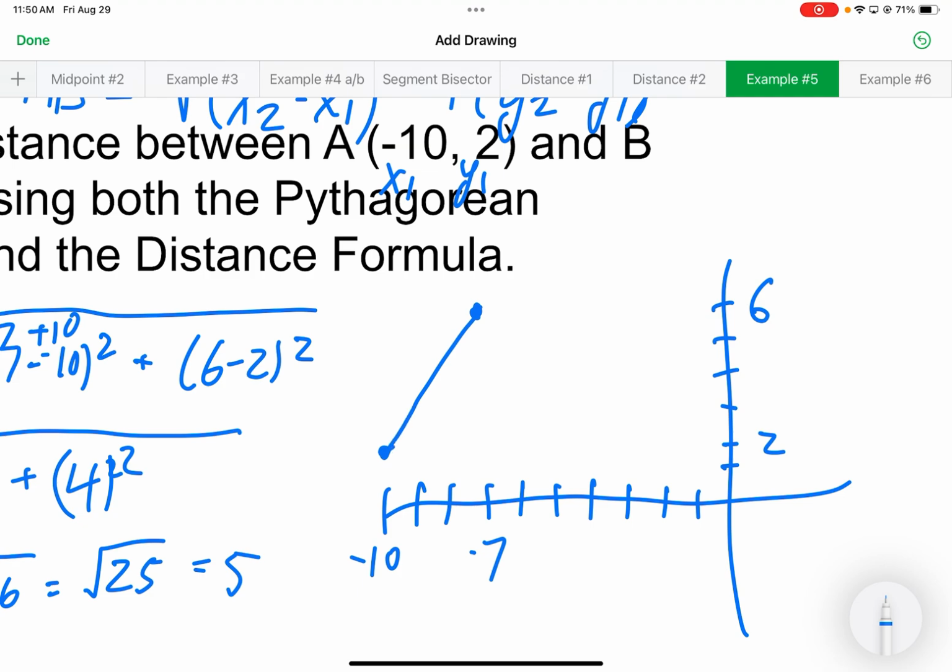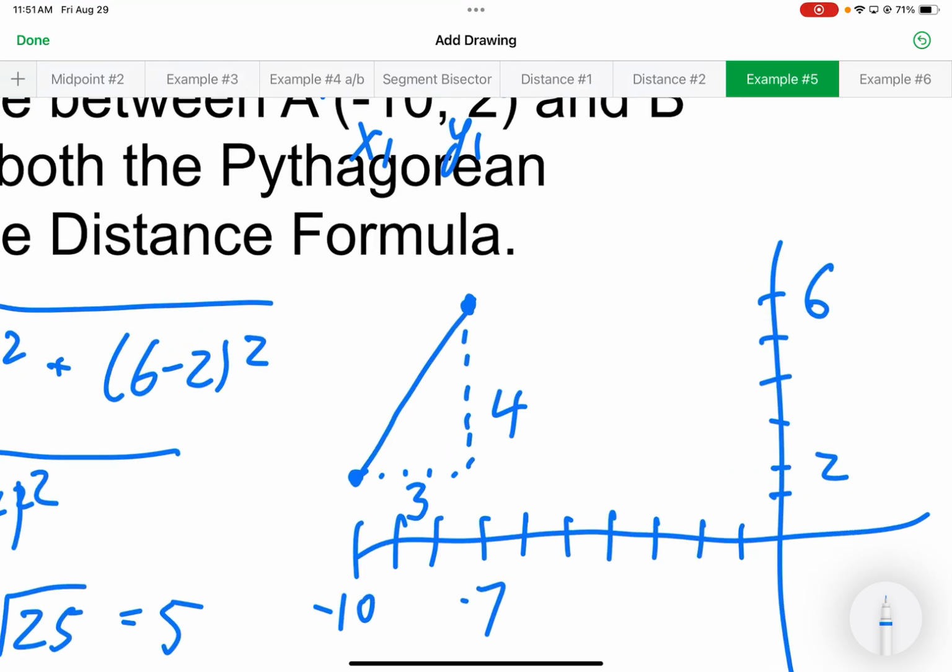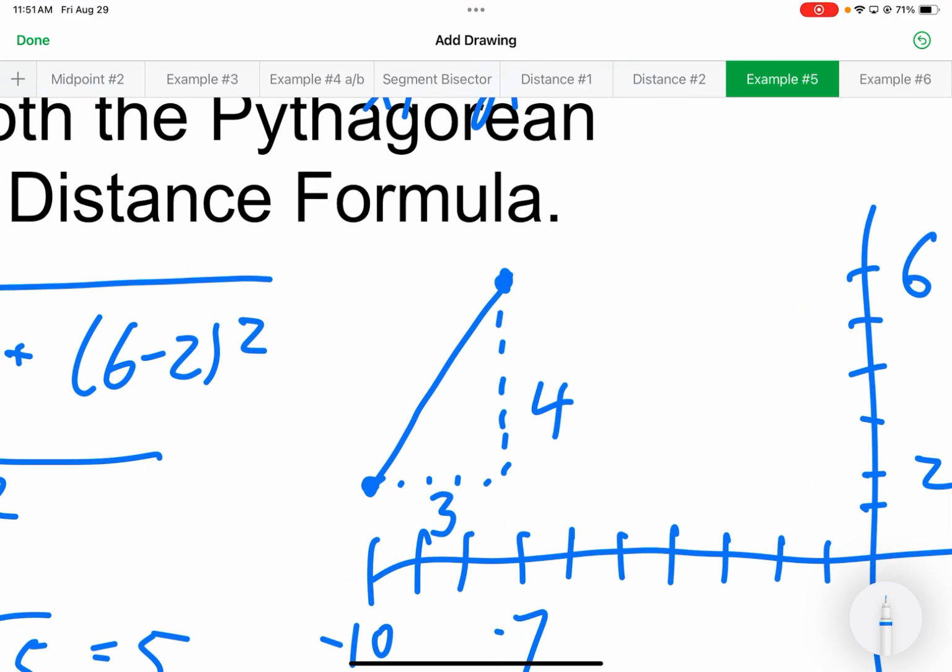So then, boom. Okay. So then we need to put the side lengths of our triangle in our graph, right? So I would say we go down, whatever, this many and over that many. How far do I go over to get from -10 to -7? How many units is that? 3. So I'm going to put a 3 here. And then to get from 2 to 6, how many units is that? 4. All right. What type of triangle is this? Anybody remember? What? It is a right triangle.